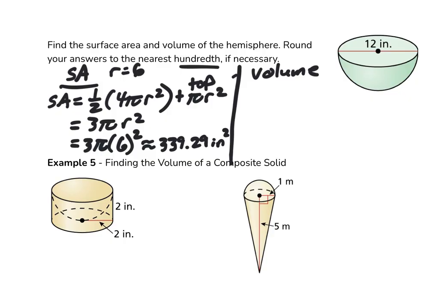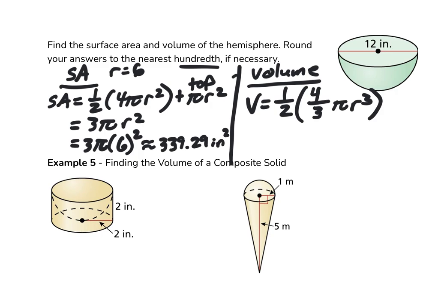Okay, let's do volume. Okay, the volume, we have basically half of a sphere. We got to fill up half of the ball that we have here. So when I do volume here, I'm going to do 1/2 of the sphere formula. Okay, the volume of a sphere is 4/3 pi r cubed, but we're only going to fill up half of it. We're not filling up the whole thing. My radius is still 6.